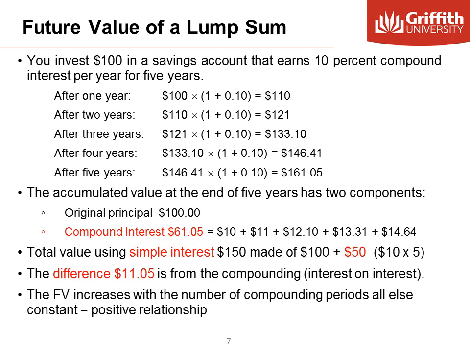This value is made up by the original principal, $100, and the compound interest, made of all those yearly interest amounts added up to $61.05. If we calculate the future value using the simple interest method, the future value is only $150, made up of the original $100 and the simple interest of $50. The difference between the two values is just $11.05, and this we call interest on interest value.